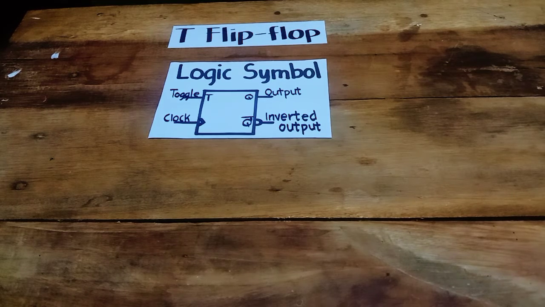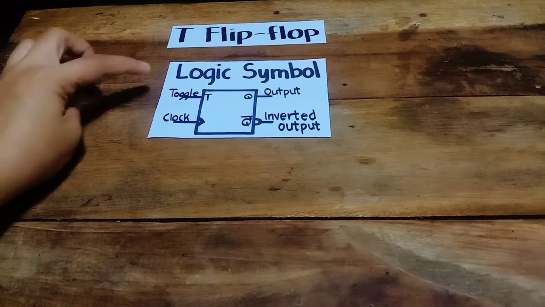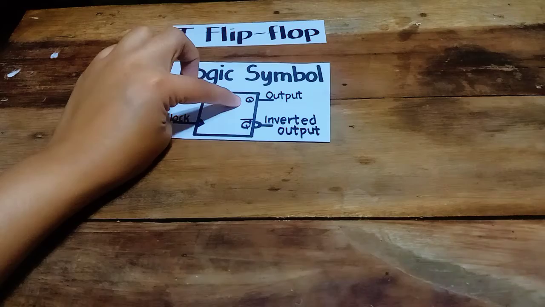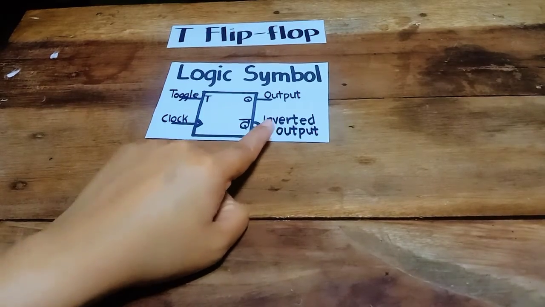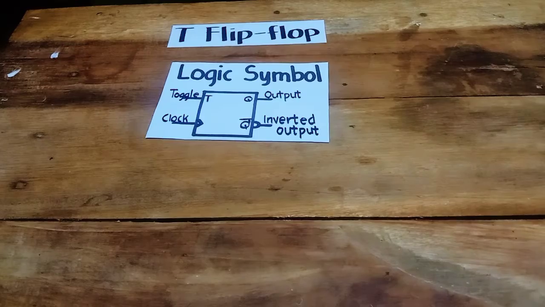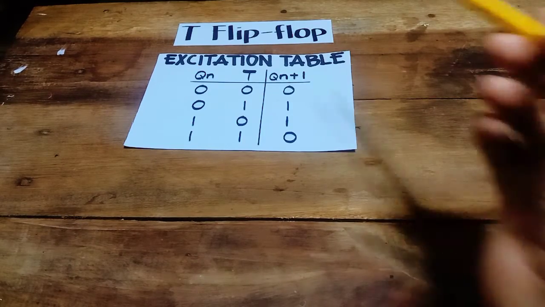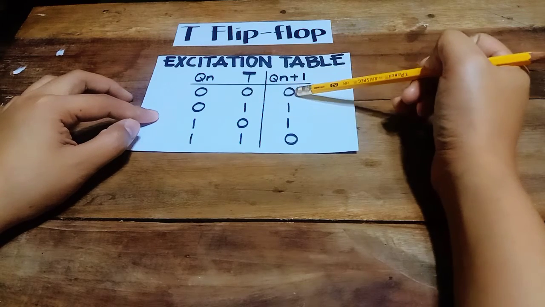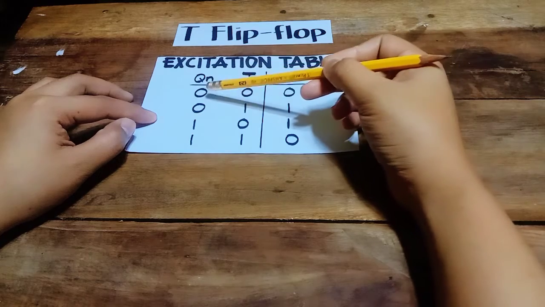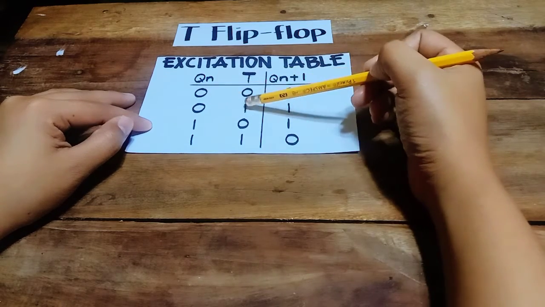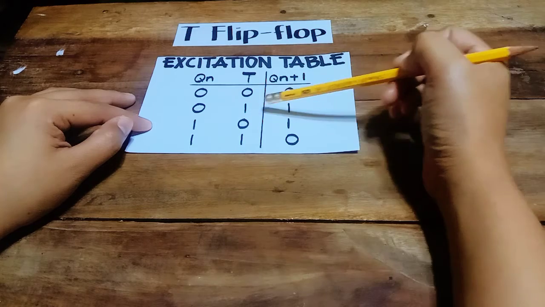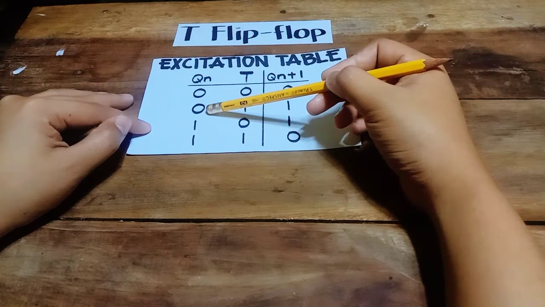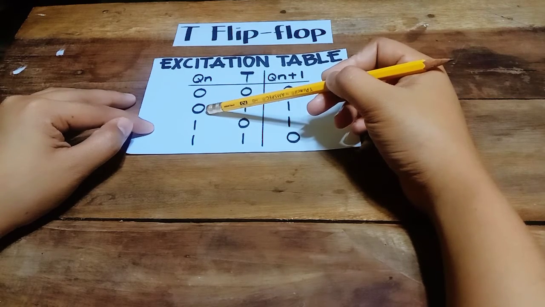So here are the parts of the T flip-flop: the toggle input, clock, output which is the Q, and inverted output which is the Q bar. Let's proceed to the excitation table. If the toggle input is equal to 0, the next output is equal to the present output. If the toggle input is equal to 1, the next output is the complement of the present output. So the complement of 0 is 1.